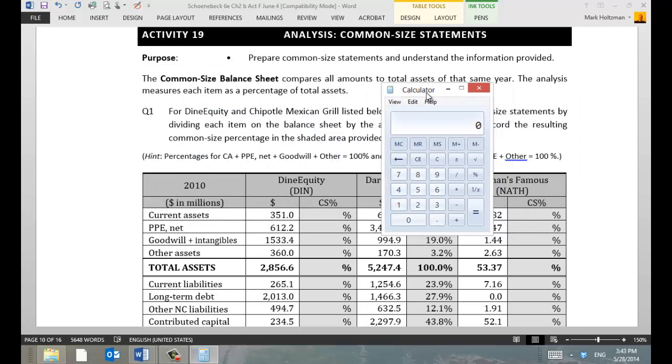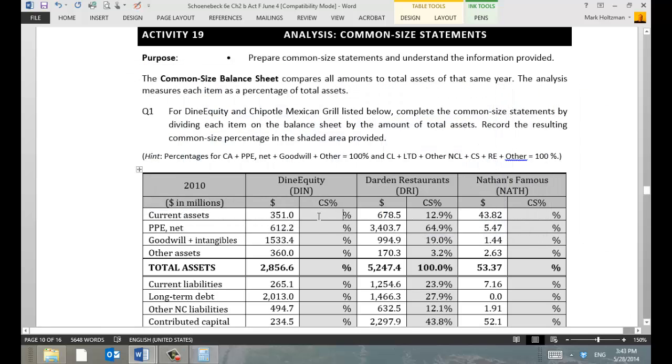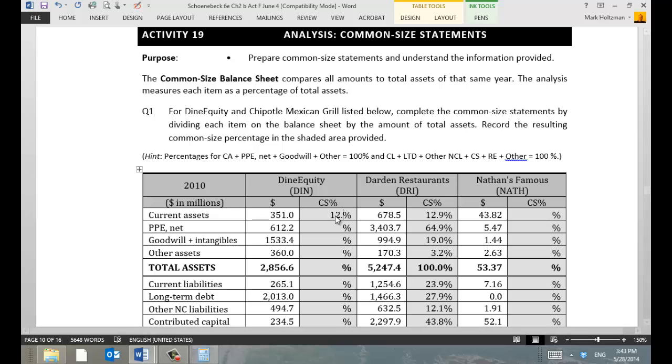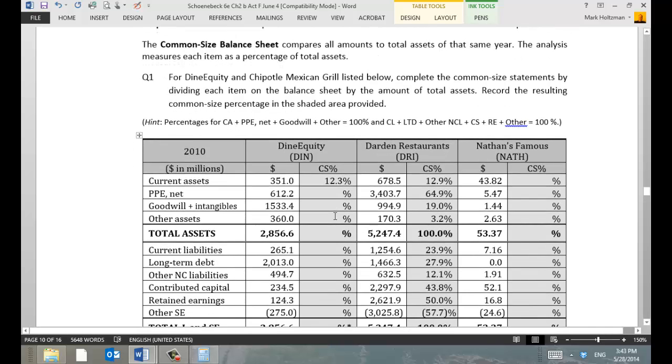So to calculate the common size numbers here for DineEquity, what we would do is 351 divided by total assets, always divide by total assets, 2856.6, to get 0.1228. So as a percentage, this would be 12.3%. Round it off, it's 12.3%, and you write that in here, 12.3%.